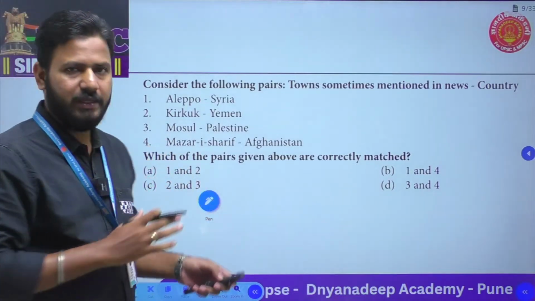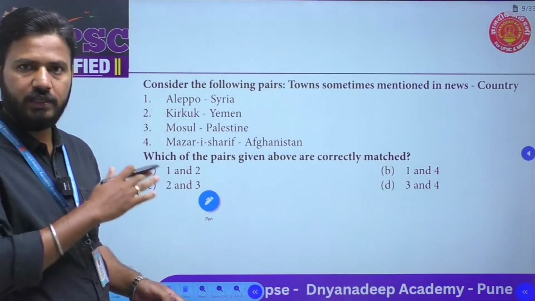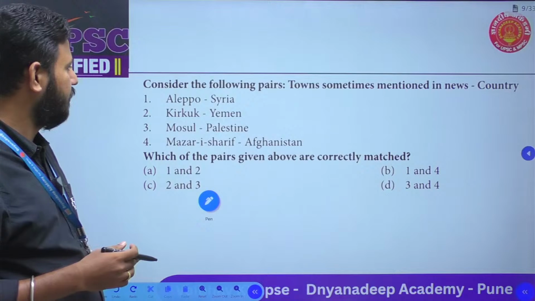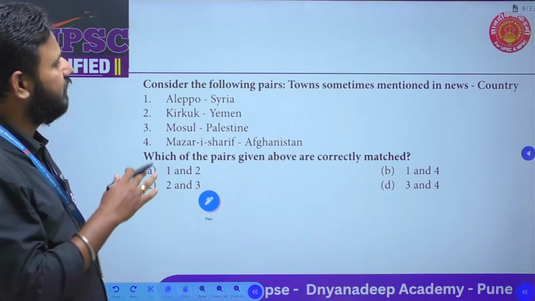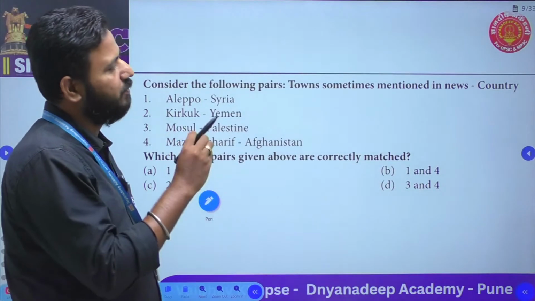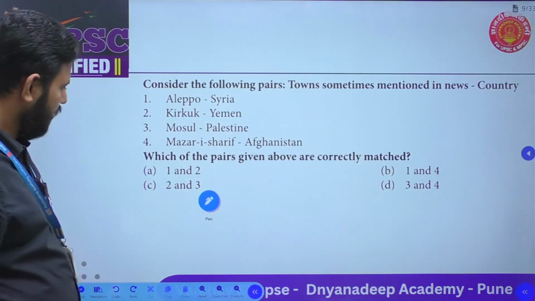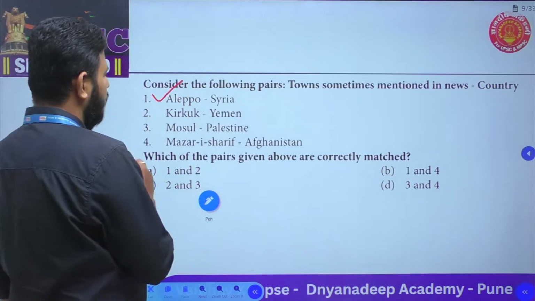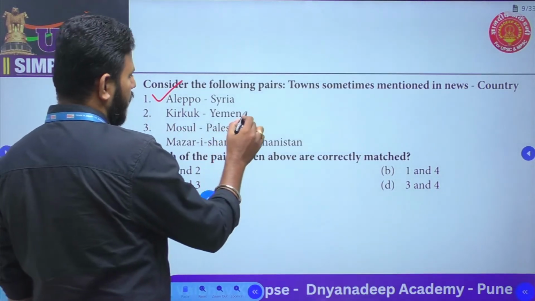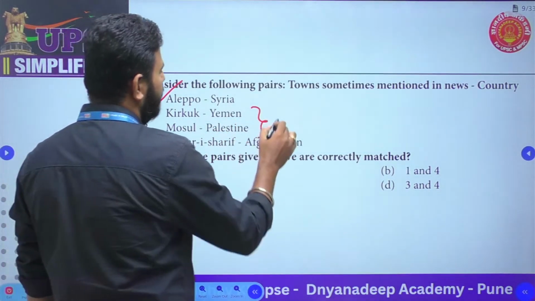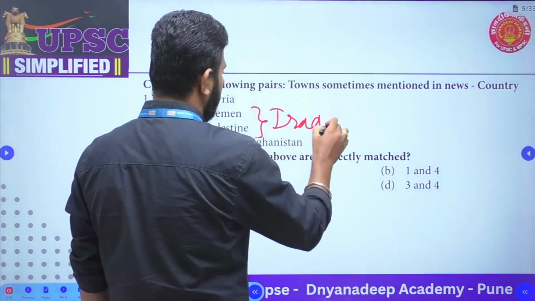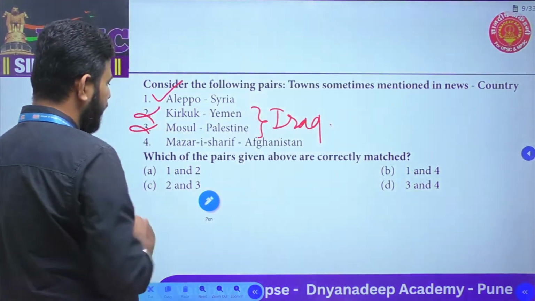Again a question based on current affairs, similar to the question that we had seen in the previous slide. Consider the following pairs, towns sometimes mentioned in news and the country. Now Aleppo is in Syria, this is true. Kirkuk and Mosul are not from Yemen and Palestine, they are from Iraq, right? So both the statements here are incorrect.